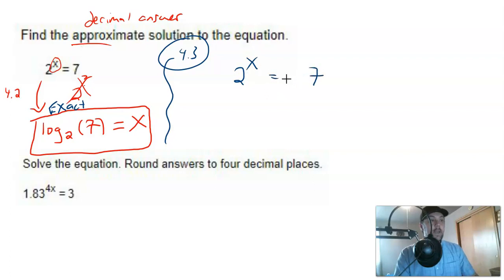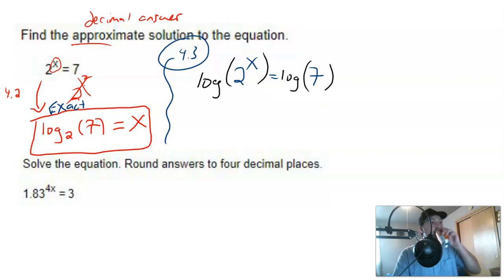So I'm going to leave a little space here in front of the 7. And the technique that we were just talking about is to apply a log base 10 to both sides of the equation. So I apply a log base 10 to the left-hand side. I apply a log base 10 to the right-hand side. So I'll put parentheses around these two things. I'm doing the same thing to both sides of the equation, so it's perfectly balanced.